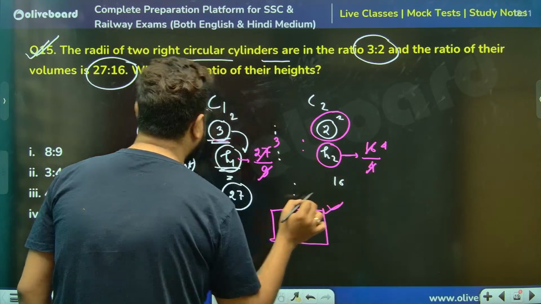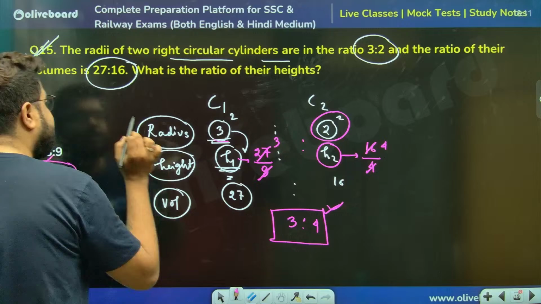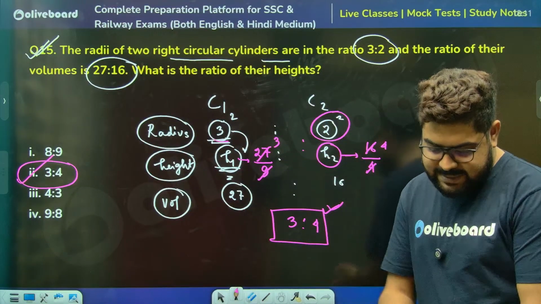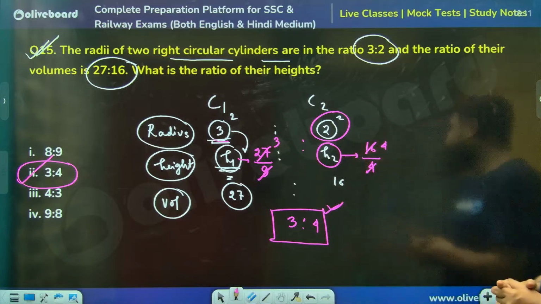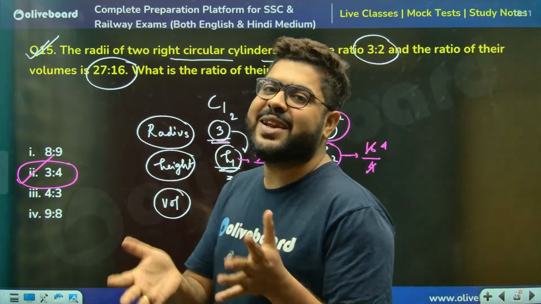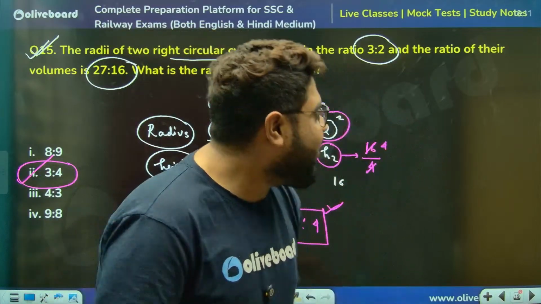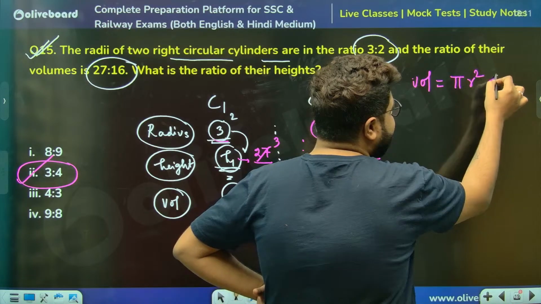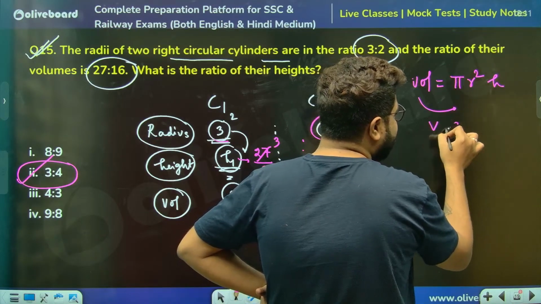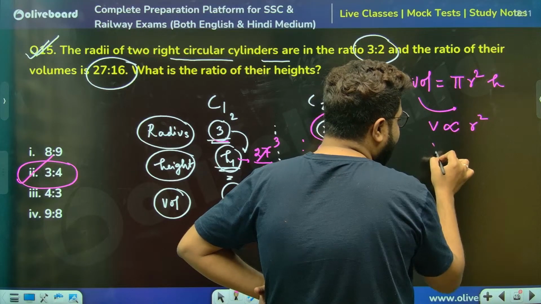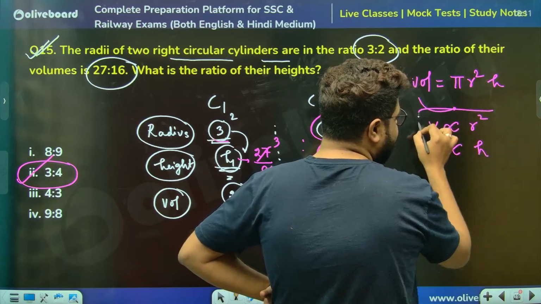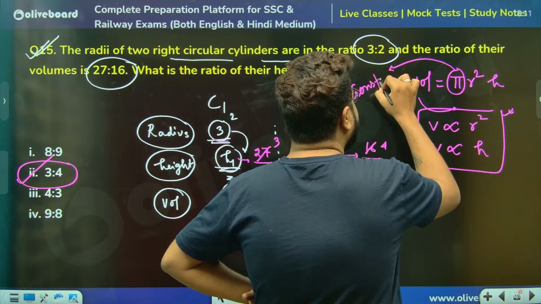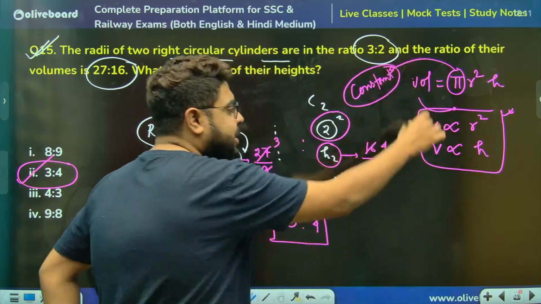This is the proper conceptual technique of solving these types of questions. Bittu has deleted the comment. You see, brother, you don't need it. Because always remember that volume of cylinder is pi r square h. Meaning, volume is proportional to r square and volume is proportional to h. Because pi is constant, you do not need to worry about anything here. You just need to worry about this.